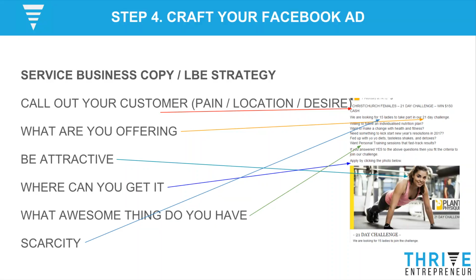In the fitness industry, that's how we tend to get the best conversion using the low barrier to entry offer. It depends on the image. So we try a lot of images over time because we're really trying to see which ones convert the best. I'll show you some of that soon as well. So where can you get it? They can just apply by clicking the photo below. Boom, nice and easy. What awesome thing do we have? So that's where the questions come in.